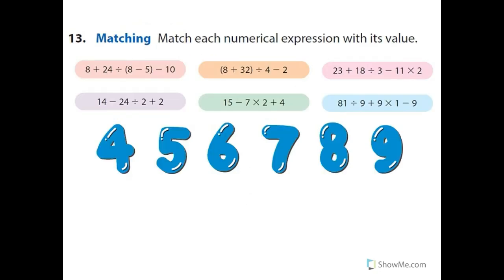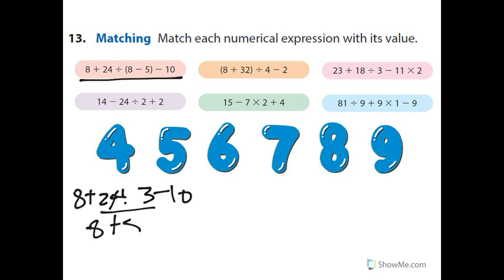We're going to match each numerical expression with its value. So we're going to have a lot of scratch paper here, aren't we? Because we're going to do this one first. So 8 minus 5 is 3. Got the minus 10, divided by 24, got the plus 8. We're going to do 24 divided by 3 next. So 8 plus 8 minus 10. And then 16 minus 10 is 6. So this one is 6.